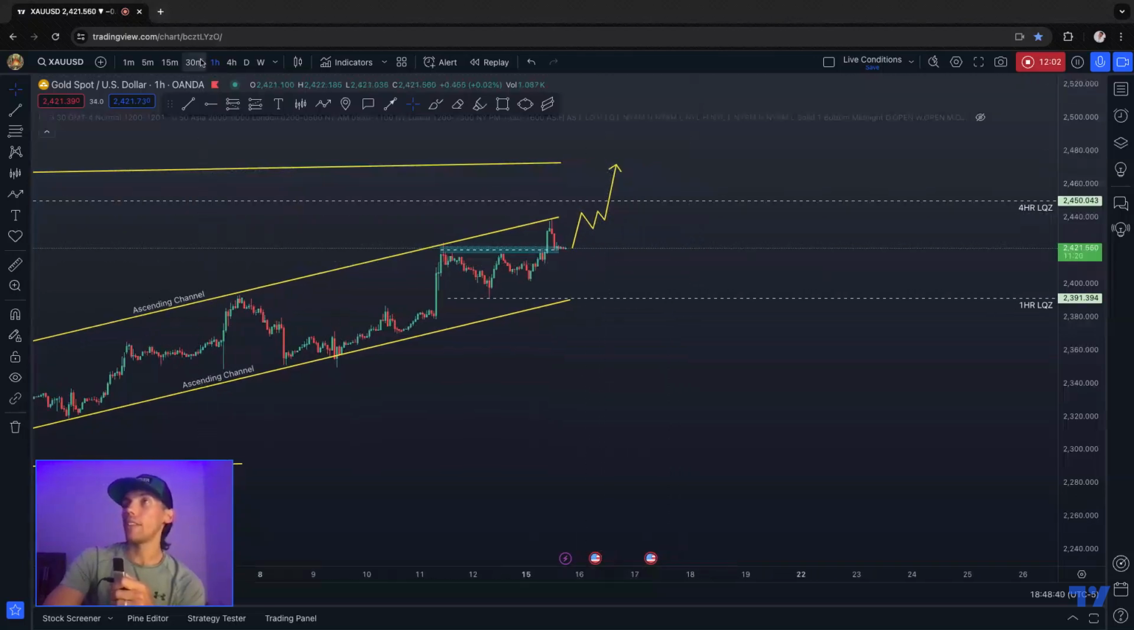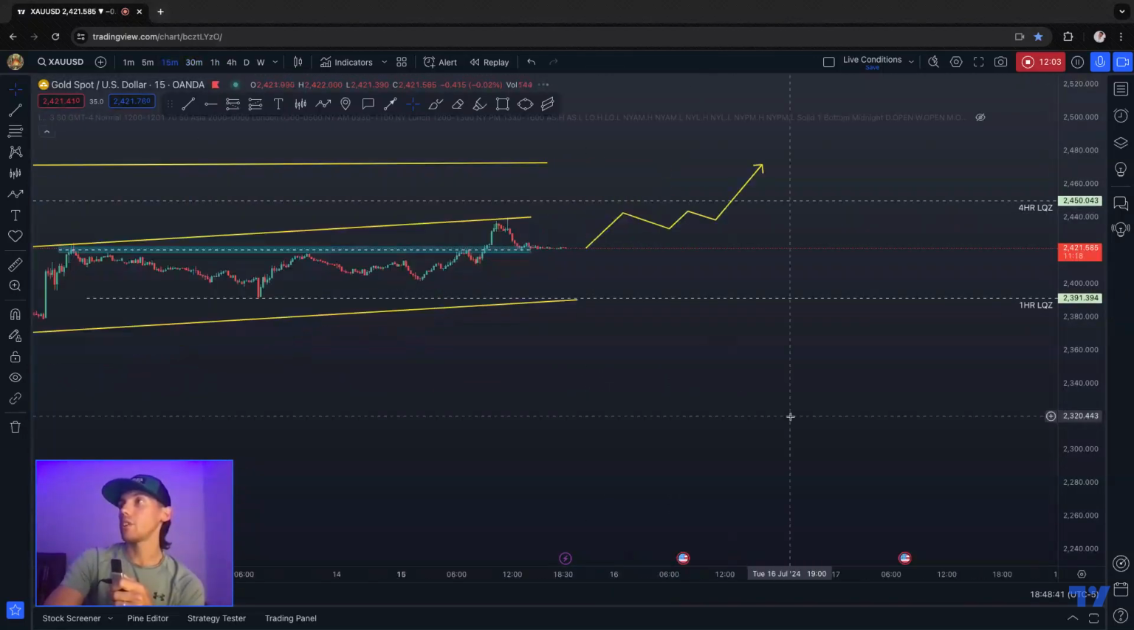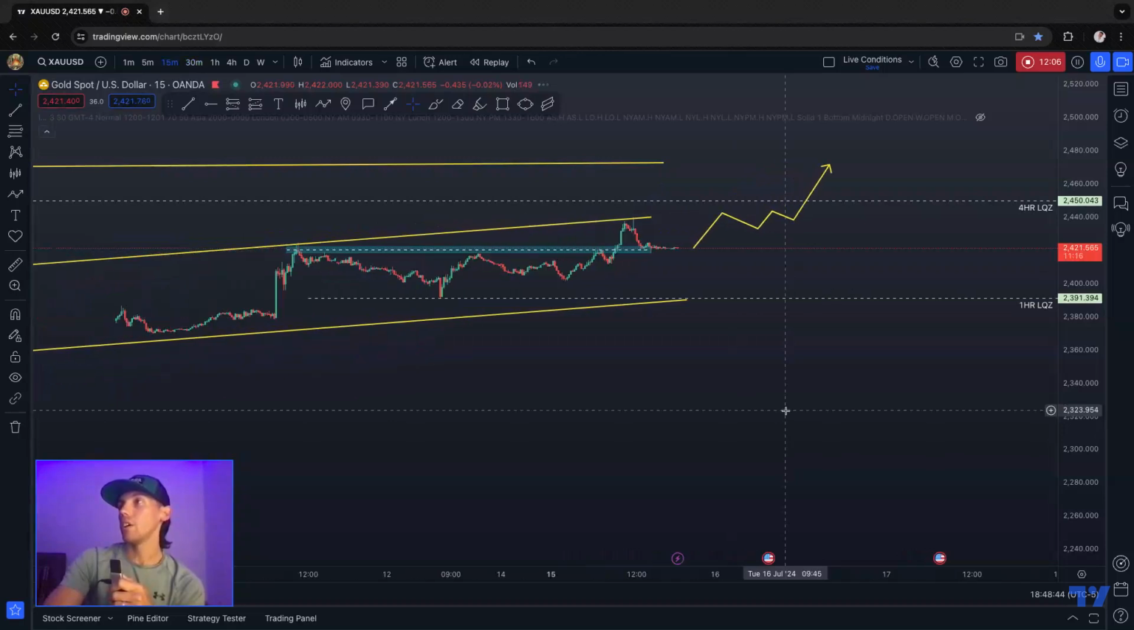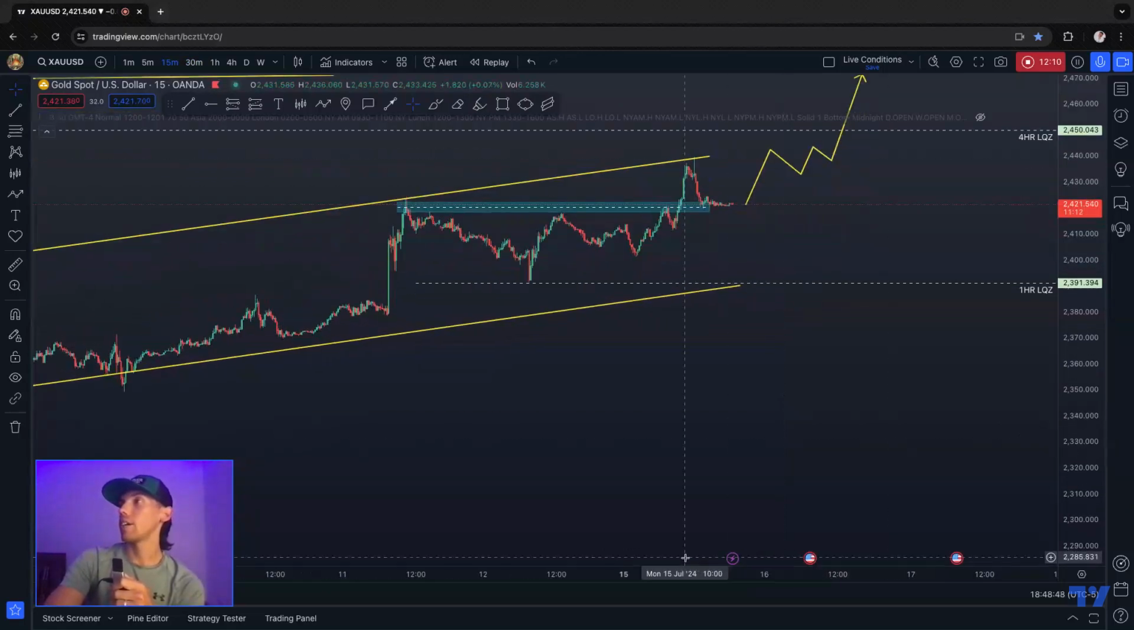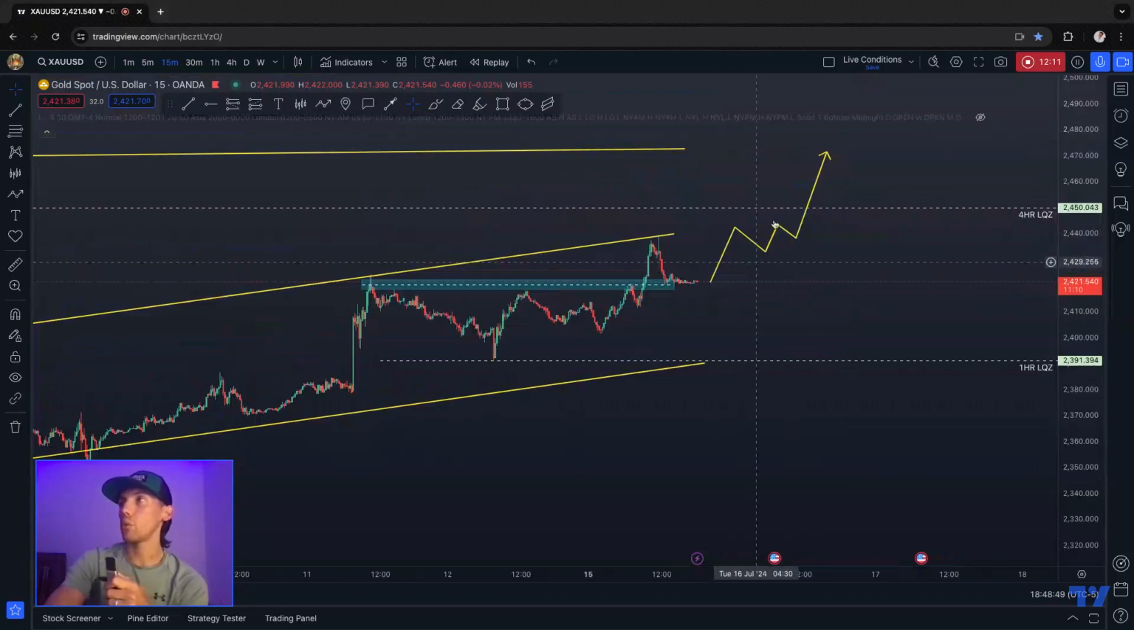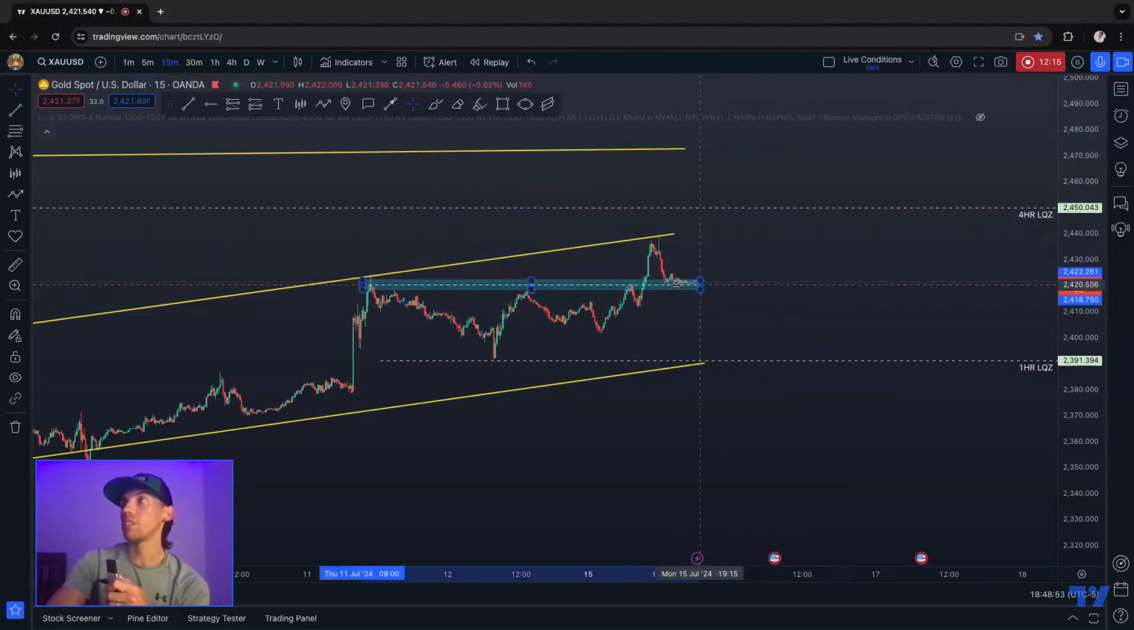Now, there isn't a ton of clarity on any of these time frames right now. More so, like I can see the 4-hour up here. I'm not sure how price wants to get there at the moment. I'm for sure not going to try and force it.